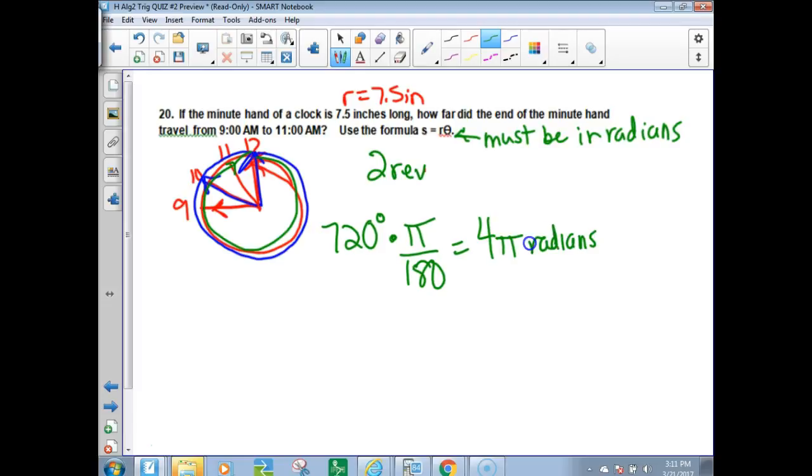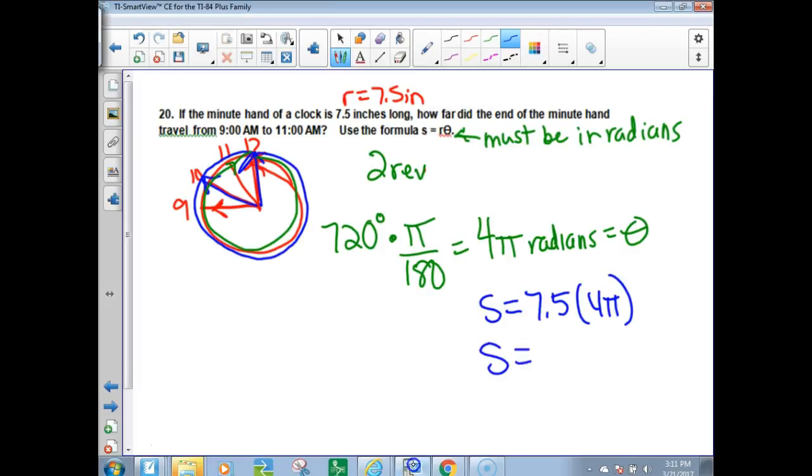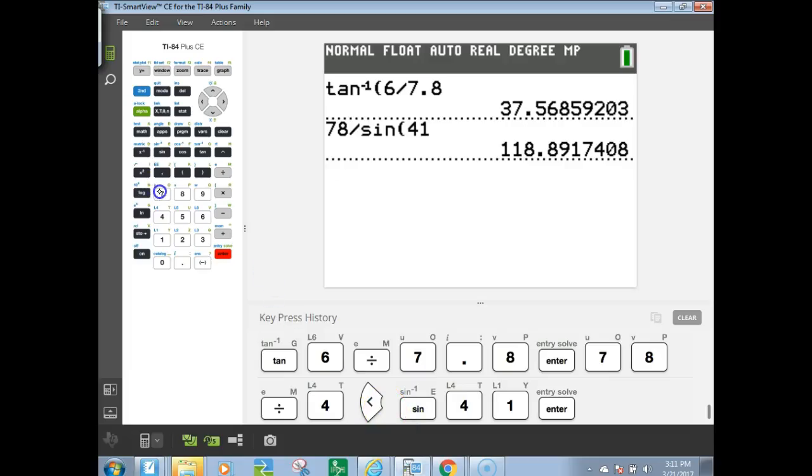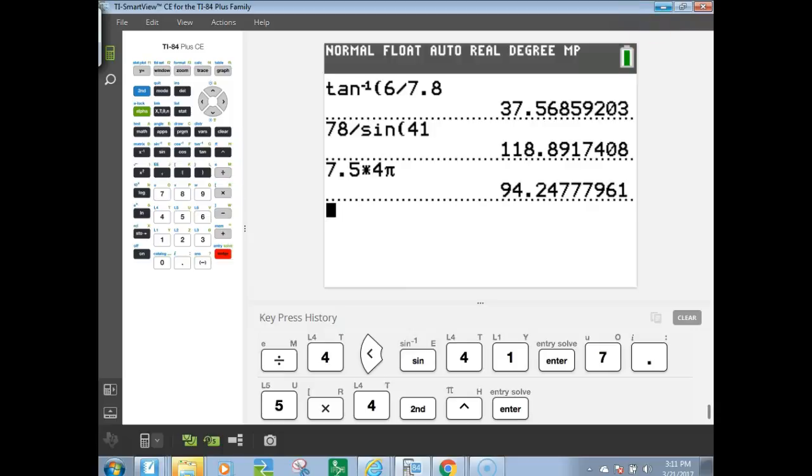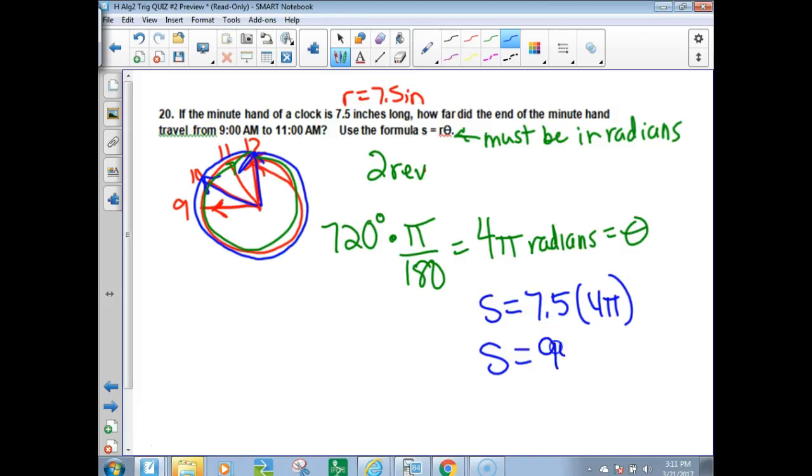That is our theta. We're going to use S equals R theta. So S equals the radius 7.5 times 4 pi. And that will be in inches. 94.2, oh no, not square, it's just unit length. 94.2 inches.